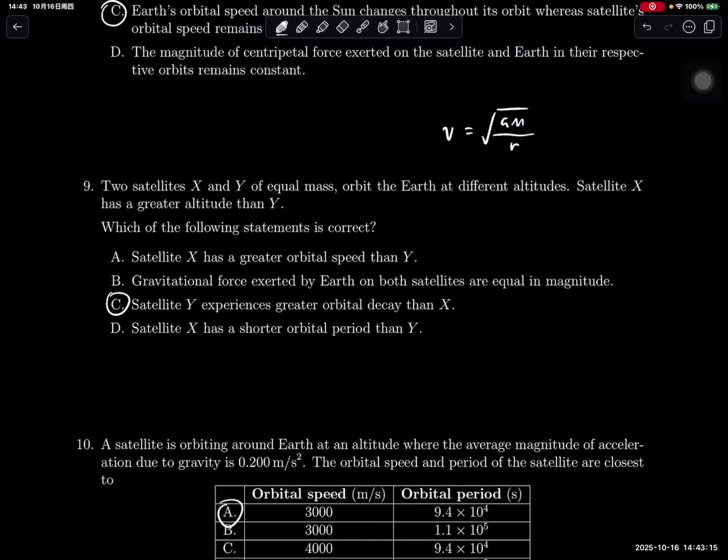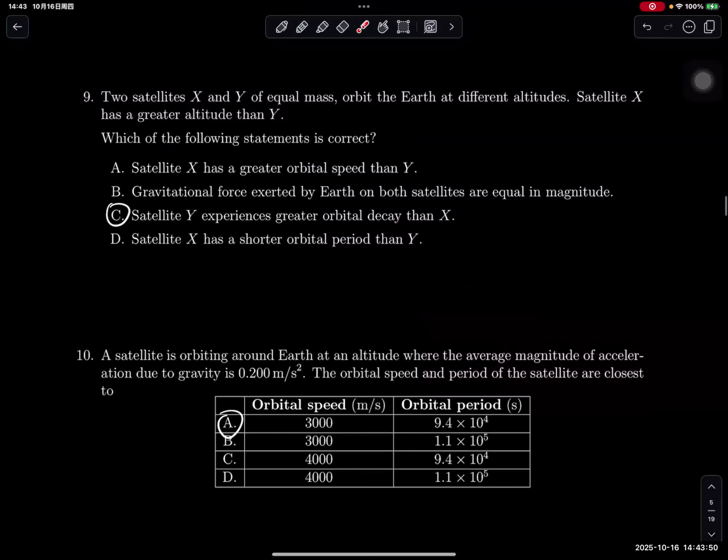Choice D says satellite X has a shorter orbital period than Y. That's not correct as well, because if you recall the important equation here, a larger radius corresponds to a larger period, since r cubed over T squared equals a constant. Remember that? So D is wrong, and the right answer is C. Orbital decay refers to the phenomenon where the satellite is still in a little bit of Earth's atmosphere, so it experiences atmospheric drag that reduces its speed. It will be C because Y is closer to the surface, and so it has larger drag.